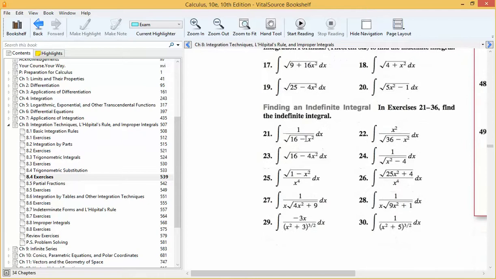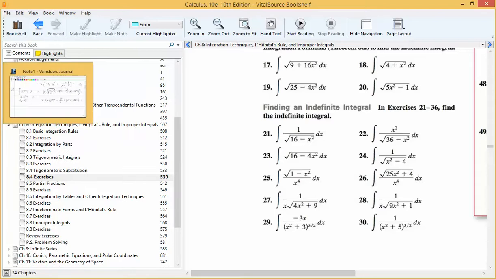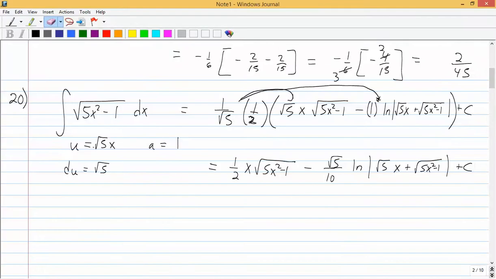The next section, notice it doesn't tell you which method to use. So when I give you a test on this, I may say use this method, or I may just say, hey, have at it. Integrate this. Okay? So I'm just going to randomly pick one of these. I want to choose an even one, because you can always get all of the solutions and answers for the odd problems. 26 looks as good as any. So the square root of 25x squared plus 4 over x to the fourth.